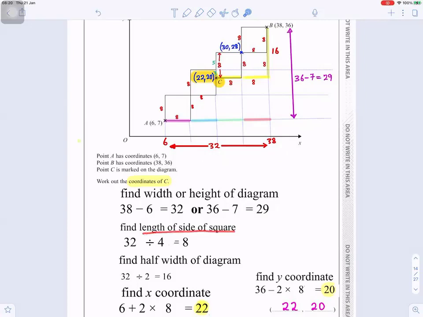Find the length of each side of the square. 32 divided by 4 gives you 8. So each one is 8 because there are 4 of them. Find half the width of the diagram, or 32 divided by 2, which gives you 16. Then find the x coordinate: 6 plus 2 times 8, which is 22. And the y coordinate: 36 minus 2 times 8, which gives you 20.